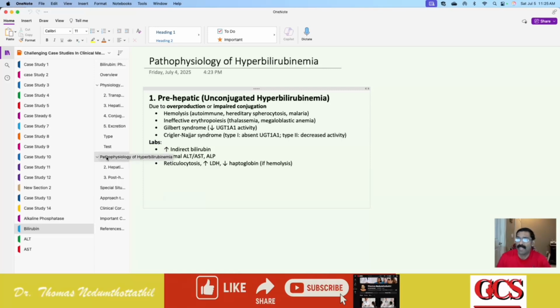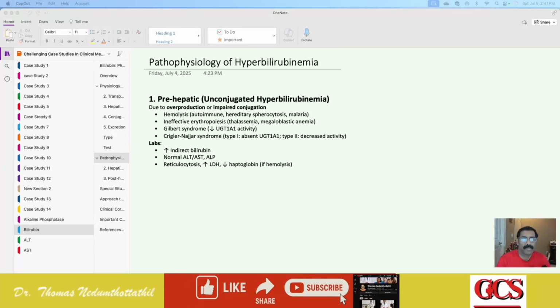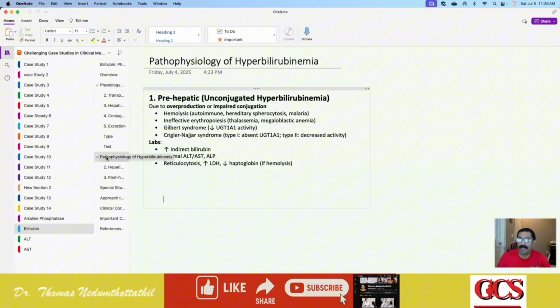Pathophysiology of hyperbilirubinemia. Prehepatic causes of hyperbilirubinemia, which is mainly unconjugated hyperbilirubinemia, are due to overproduction or impaired conjugation. Following are some of the main causes of unconjugated hyperbilirubinemia. Number one, hemolysis due to autoimmune hemolytic anemia, hereditary spherocytosis, G6PD deficiency, conditions associated with intraerythrocytic parasites such as malaria, and conditions associated with ineffective erythropoiesis such as thalassemia and megaloblastic anemia.